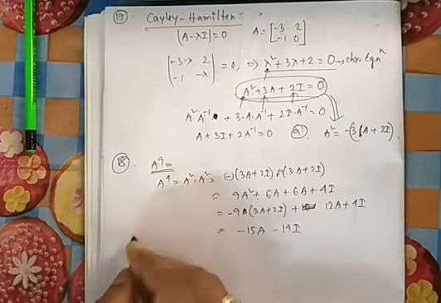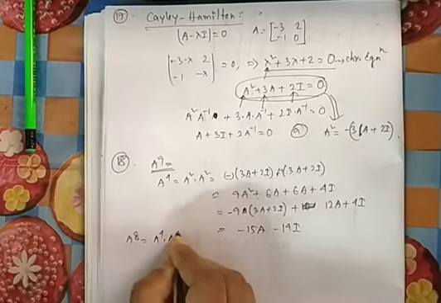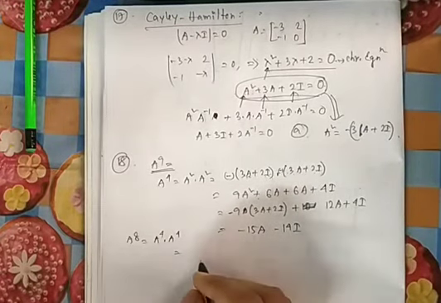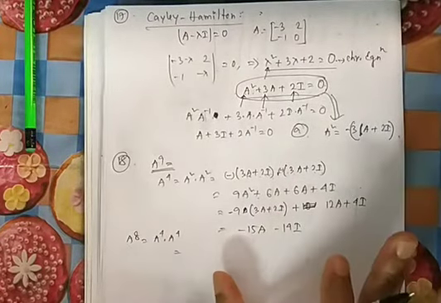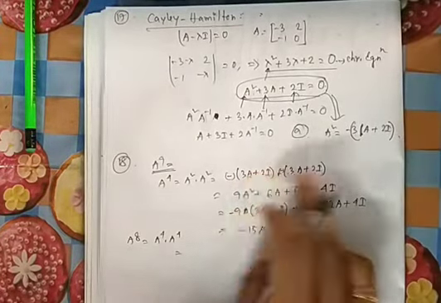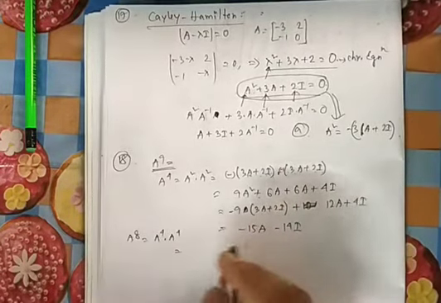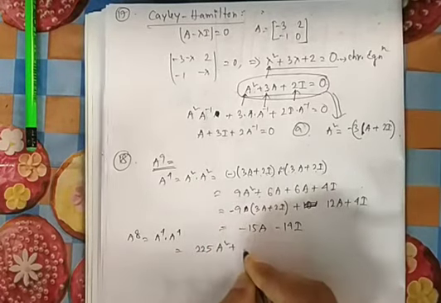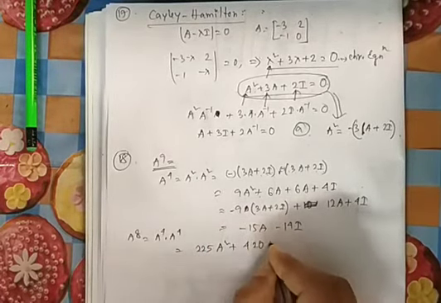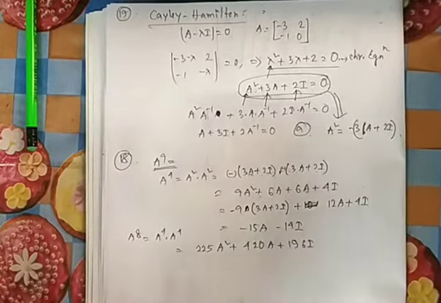So now that you have A4, you can find A8. A8 will be A4 into A4. Now you can think of it, because it is I, you can apply (a plus b) whole square, but it is not recommended because you have to check whether it is AB or BA, both are different. But as it is I here, we can do it. So it will be 225A square plus 420A plus 196I, 14 square is 196.